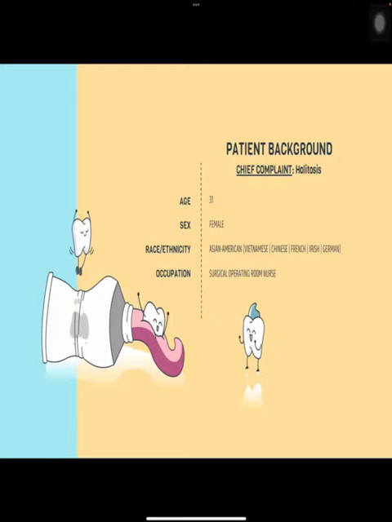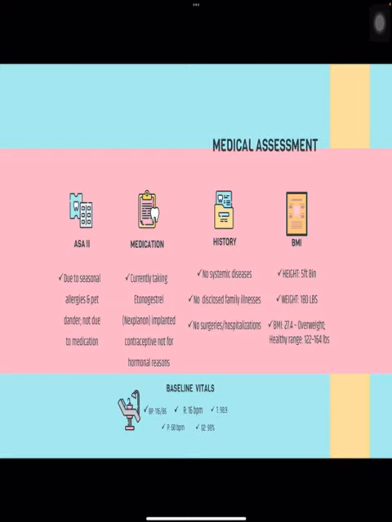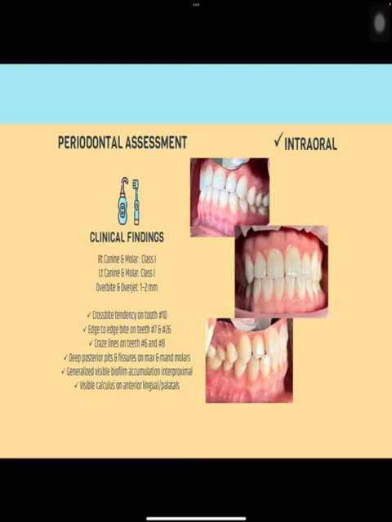My patient is a 31-year-old Asian American female. Her occupation is a surgical operating room nurse, and her chief complaint is halitosis. She has an ASA 2 due to seasonal allergies and pet dander. She currently has an implanted contraceptive, no systemic diseases, no family illnesses, and no surgeries or hospitalizations. She is currently 5'8", weighs 180 pounds, and her BMI is 27.4. Baseline vitals are listed below.